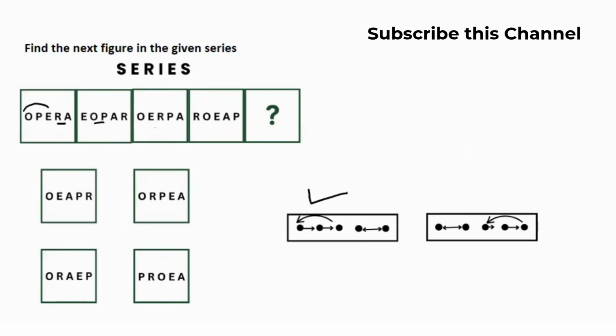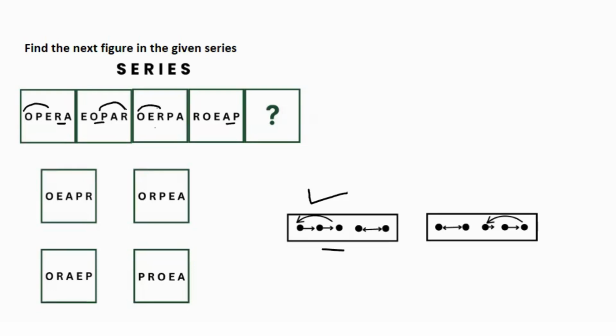So now you can see this OE is interchanged to EO. And you can see PAR. This R comes straight back here and PA moved forward. So OER now, and R goes behind OE, and PA interchanged to AP. So this is the pattern. This is the first pattern.